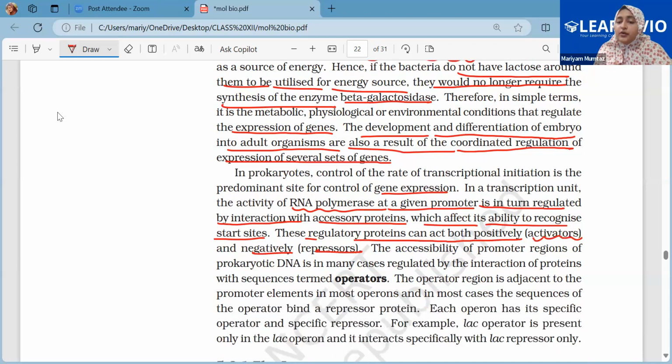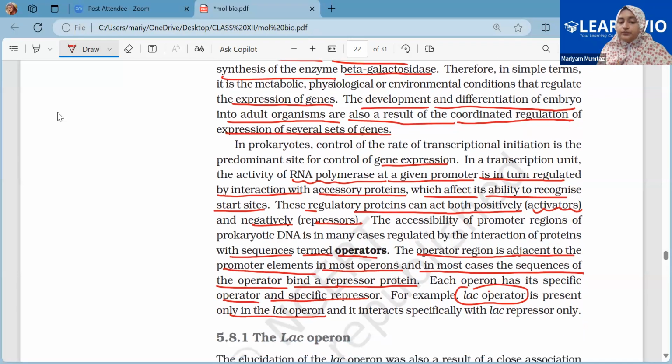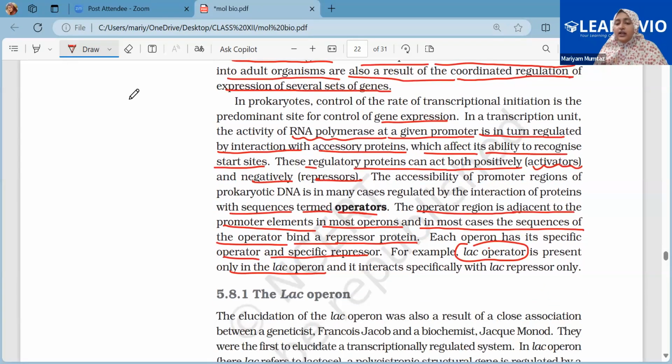Now, the accessibility of promoter regions of the prokaryotic DNA is in many cases regulated by the interaction of proteins with sequences termed the operator. The operator region is adjacent to the promoter elements in most operons, and in most cases, the sequences of the operator bind a repressor protein. Each operon has its specific operator and its specific repressor. For example, the LAC operator is present in the LAC operon. LAC refers to lactose, and it interacts specifically with the LAC repressor only.